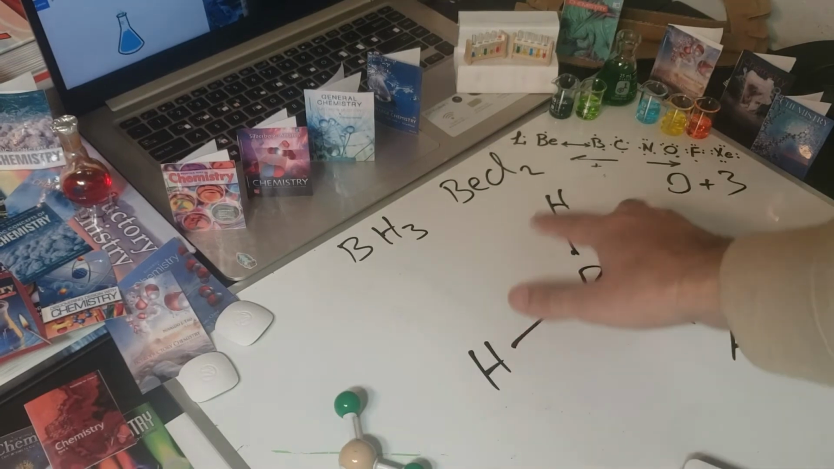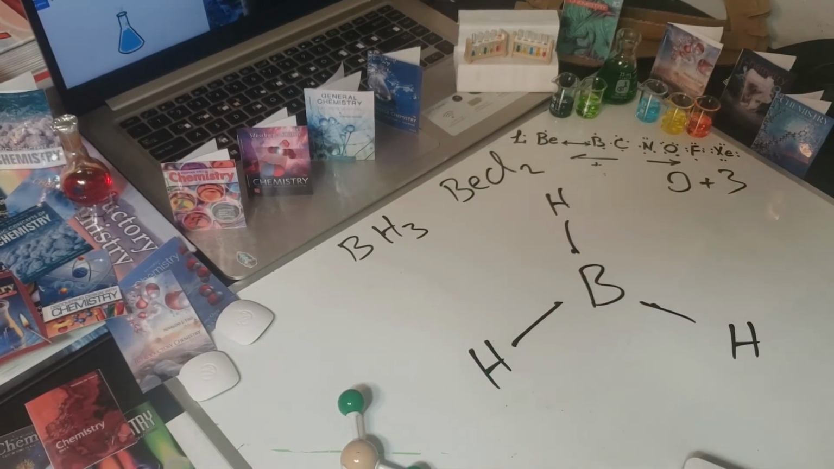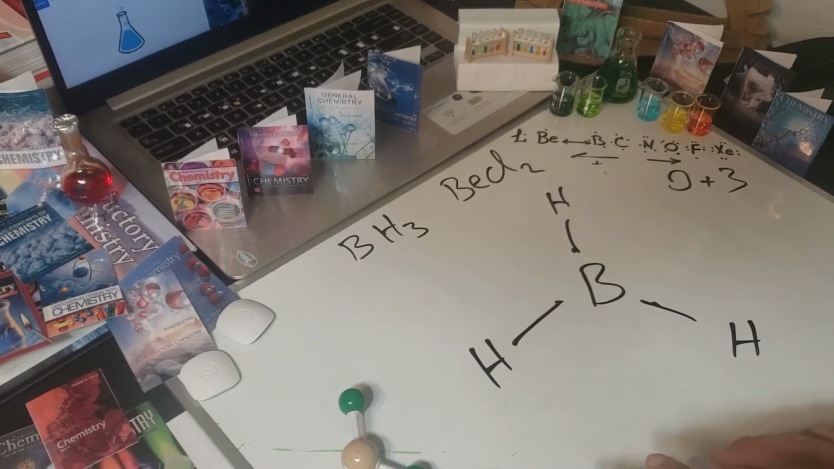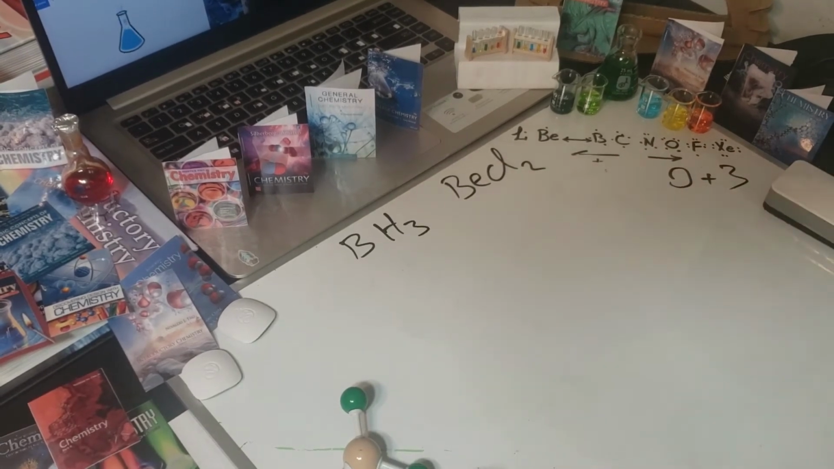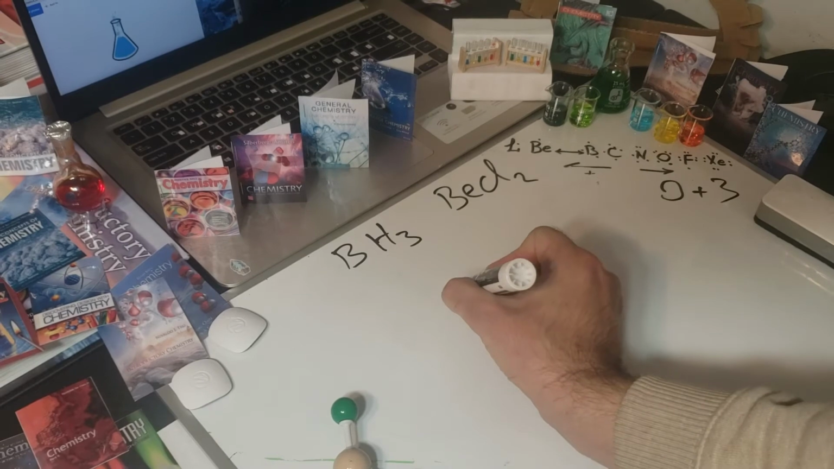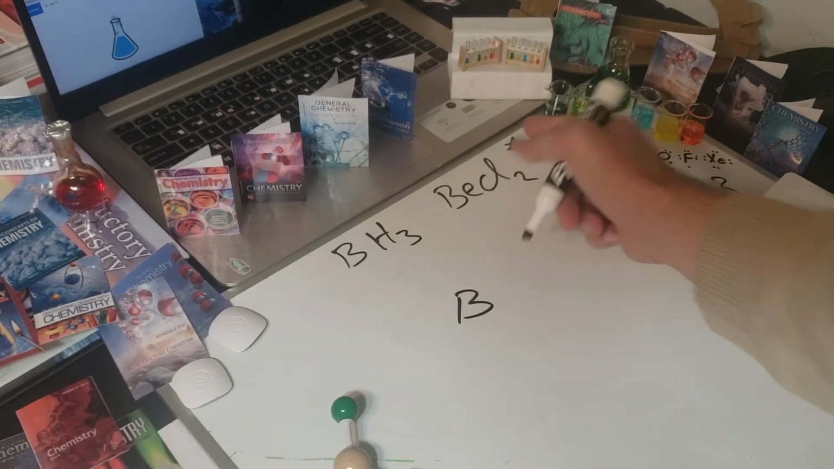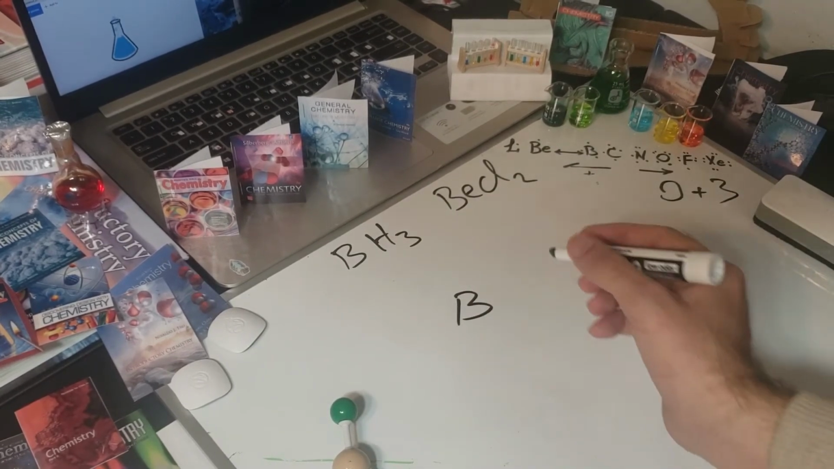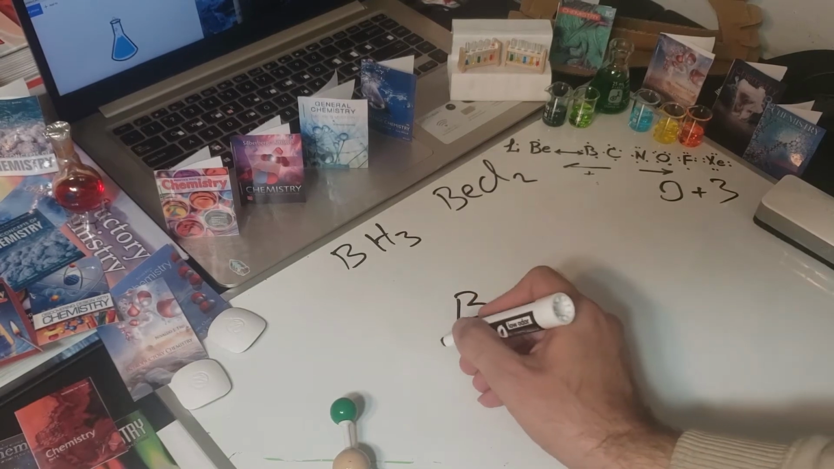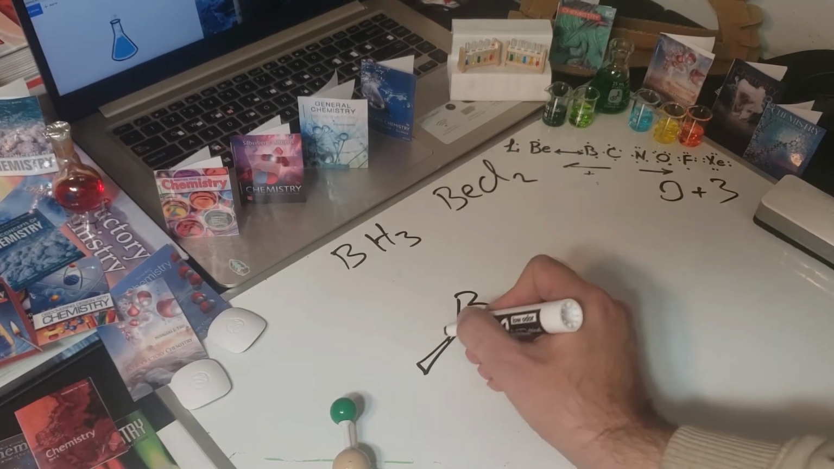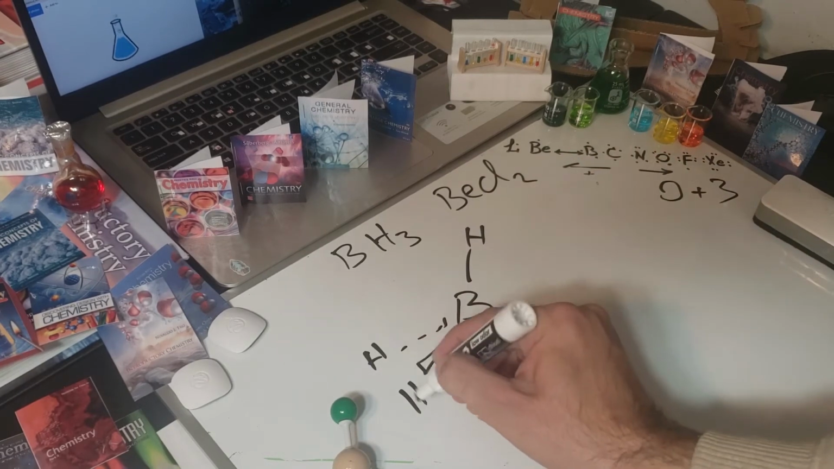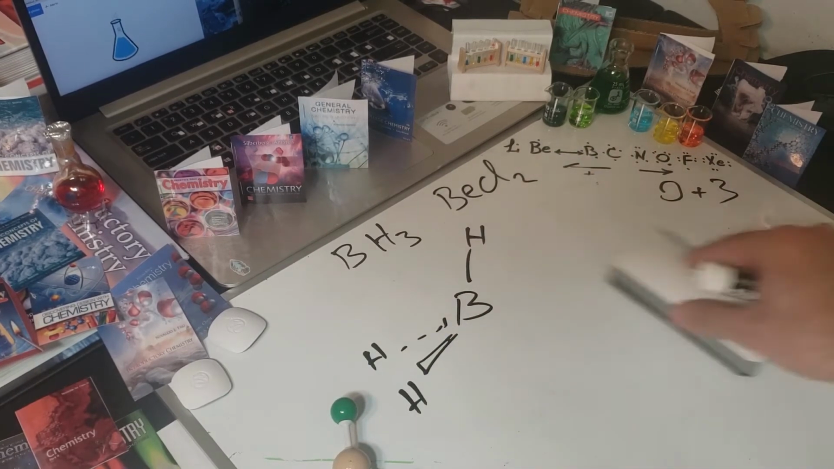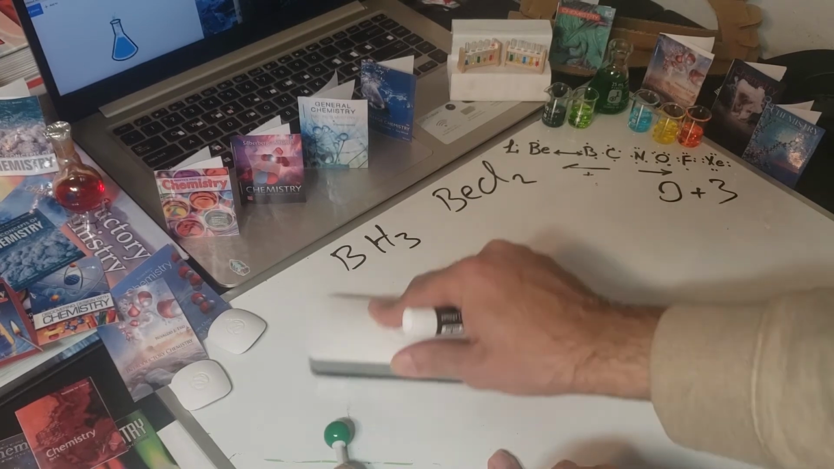Okay, but in BH3 boron doesn't get the complete octet. Okay, that's why BH3 is sort of unstable. I told you about that. With boron and beryllium, you could have unstable structures. So 2 BH3 could join together to give you a structure that is like this.